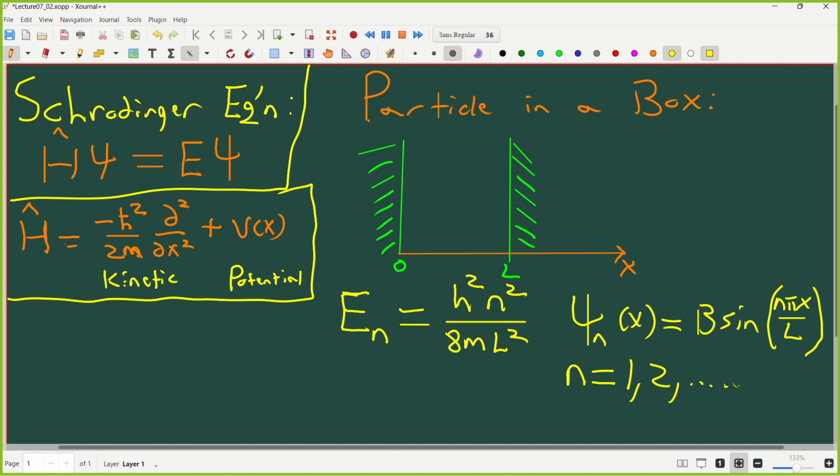Of course, what happens when n is 0? Well, we have 0 energy. You can imagine what that might look like if you have an electron with 0 energy just sitting there. Right? It's just like, plop it in the box. It's not moving. But if n is 0, then the wave function is sine of 0 times a bunch of stuff, and the sine of 0 is 0. The only particle that has 0 energy in a box is no electron, no particle.